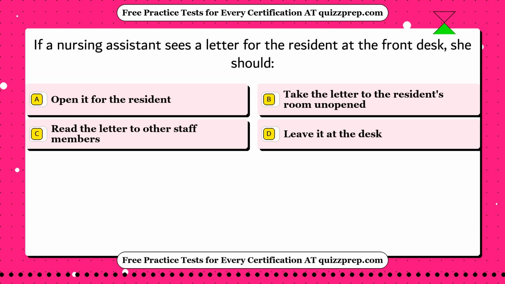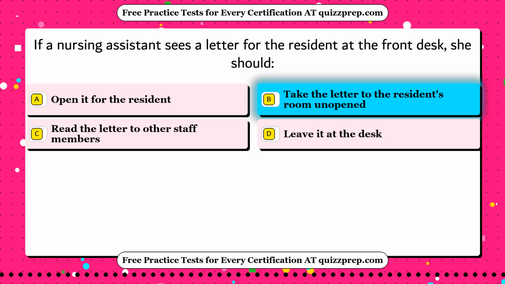Question 70. If a nursing assistant sees a letter for the resident at the front desk, she should: Option A, open it for the resident. Option B, take the letter to the resident's room unopened. Option C, read the letter to other staff members. Option D, leave it at the desk.